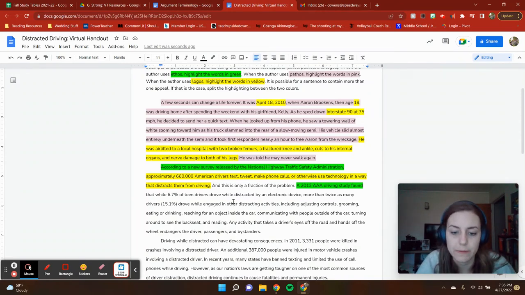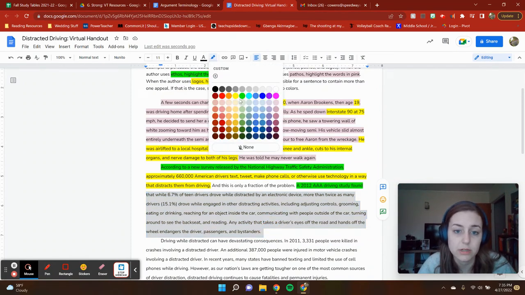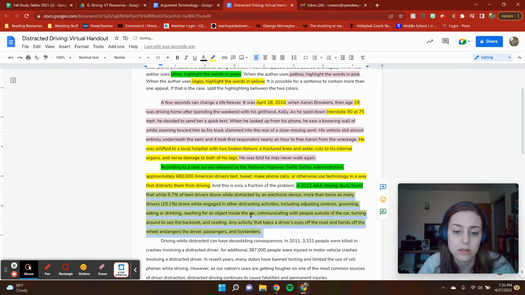bystanders. Okay, so again, seeing a lot of facts, right? The study's listing percentages. It's talking about ways that people are driving distracted and that all of those things are dangerous. So I'm going to go ahead and highlight those in yellow.